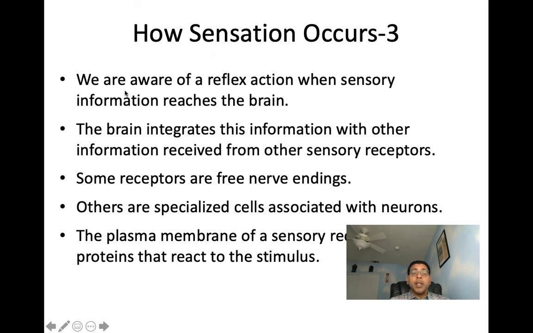Next in here, we can see we are aware of a reflex action when sensory information reaches the brain. Now, the brain's job is to integrate this information with other information received from other sensory receptors. And some of these receptors we can see are going to be free nerve endings, and others can be specialized cells that are actually associated with neurons. We can see here the plasma membrane of a sensory receptor contains proteins that react to the stimulus.